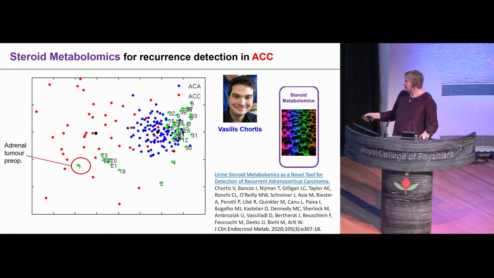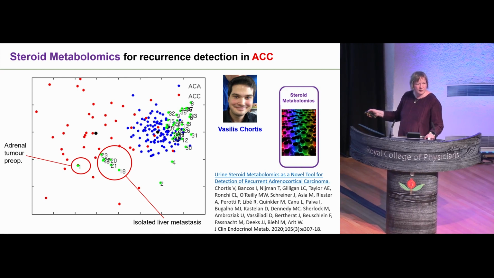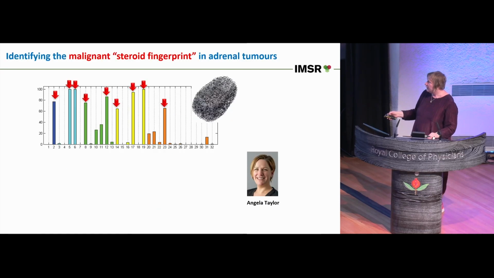This is shown here. This is in green, the preoperative urine, again projected on red, confirmed carcinoma cases, steroid metabolomes, and blue, confirmed adenoma cases. These urines have been collected from the same patient when she was diagnosed with isolated liver metastasis that was then treated with radiofrequency ablation. And all these urines were collected ever since after that. So it's quite powerful also for recurrence detection.